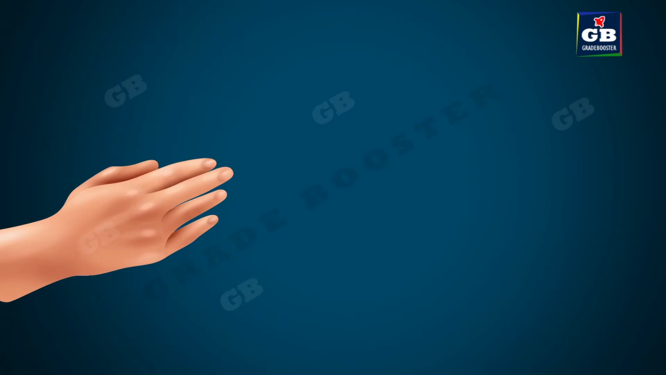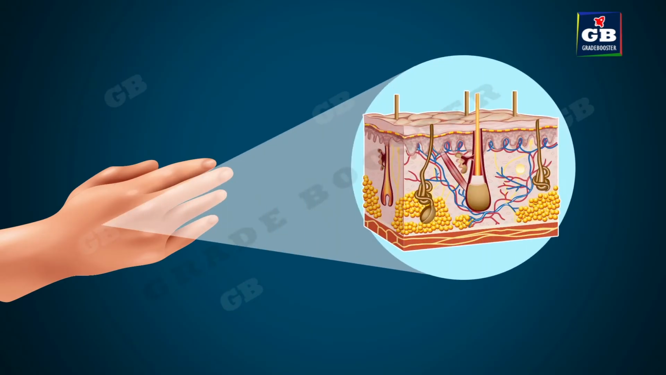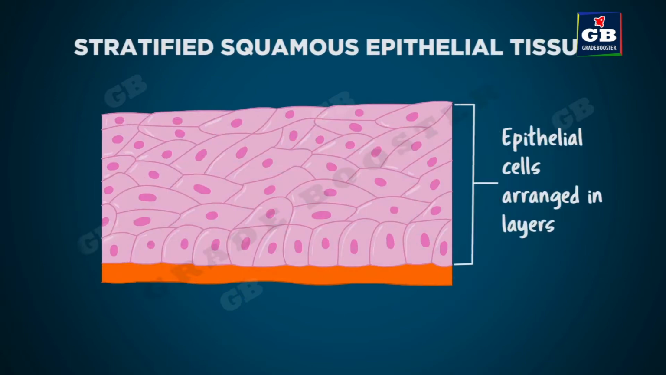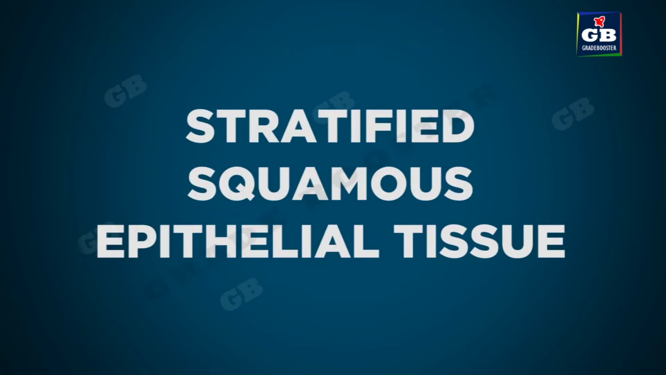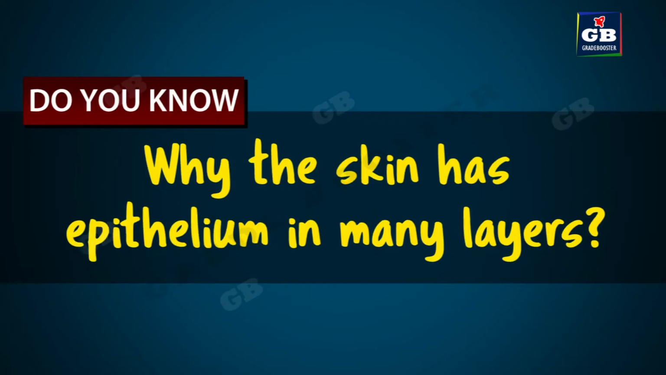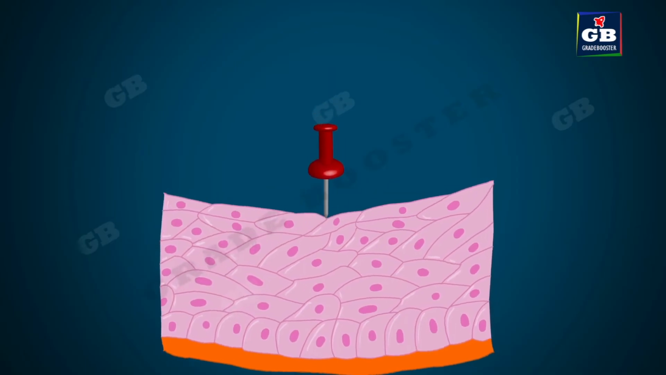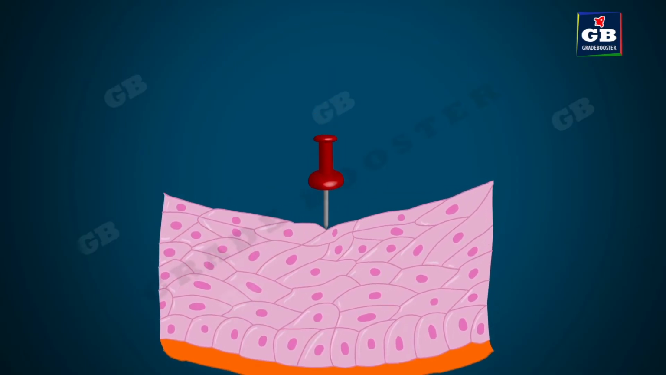Our skin is also a squamous epithelial tissue, but it is not simple type. It is stratified. Stratified means layered. Our skin is made up of squamous epithelial tissue that is in many layers. Hence it is called stratified squamous epithelial tissue. Why does the skin have epithelium in many layers? Because the epithelial cells of skin are arranged in layers to prevent wear and tear.